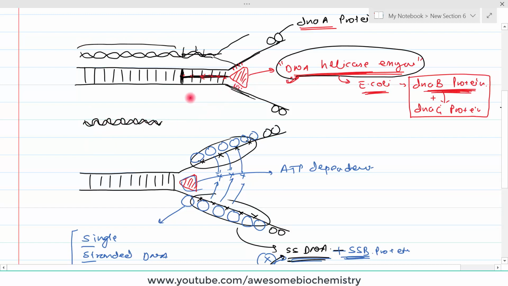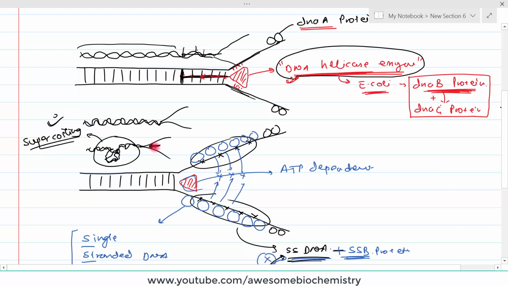When this moves further inwards, there will be a looping of DNA. So DNA will twist on itself like this. Here is the replication fork. Because of this tight constraint, your DNA helicase will not be able to move in this direction. This is known as supercoiling, and it creates a problem. Why? Because DNA is now so tightly packed that DNA helicase cannot enter into that location.